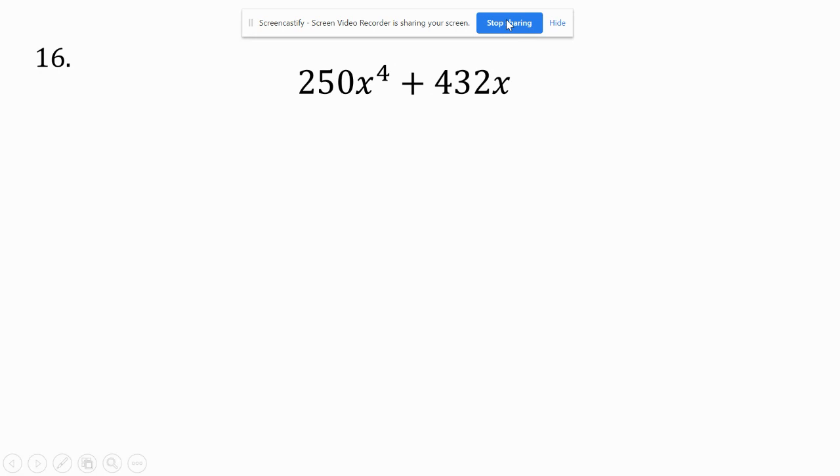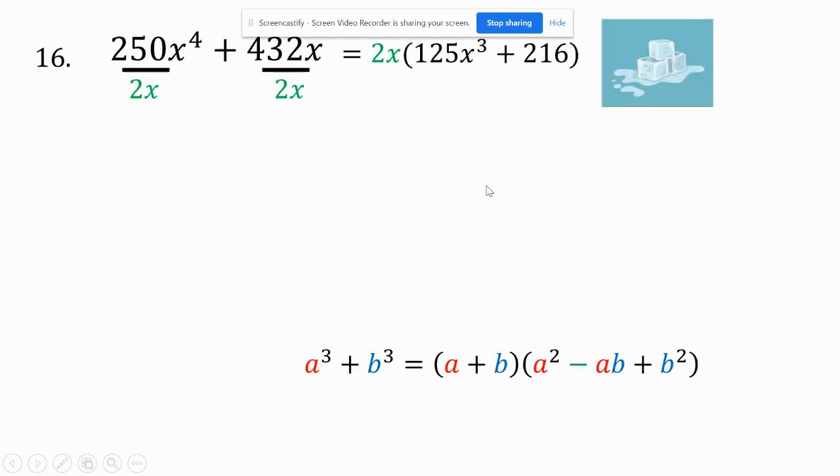This one's going to be a sum of cubes too, but before you do, you have a common factor first. What's common to each of these? An x and a 2. If I divide a 2x out, I get 125x cubed plus 216. And don't forget, 2x is going to be part of your answer because that was what was common. Muhammad Ali, I am the greatest. Always look for your greatest common factor first.